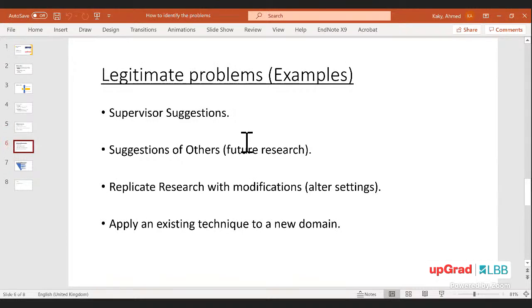So last week we also talked about what is exactly the way that we could follow to define our problems, basically. So you could get your problem directly through your supervisor's suggestions, so they could suggest to you to work on a specific kind of problems or research questions, or you could have a suggestion from others. So who are the others that we could have suggestions from?